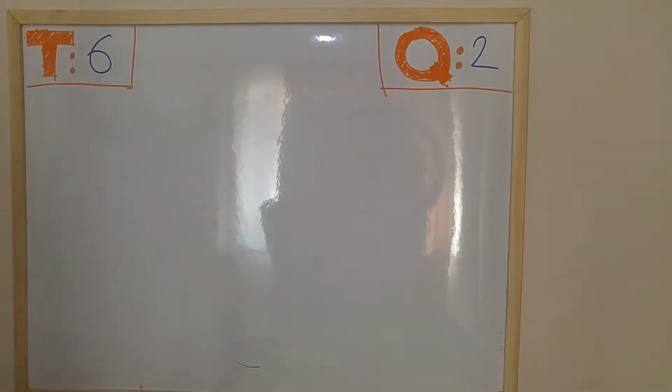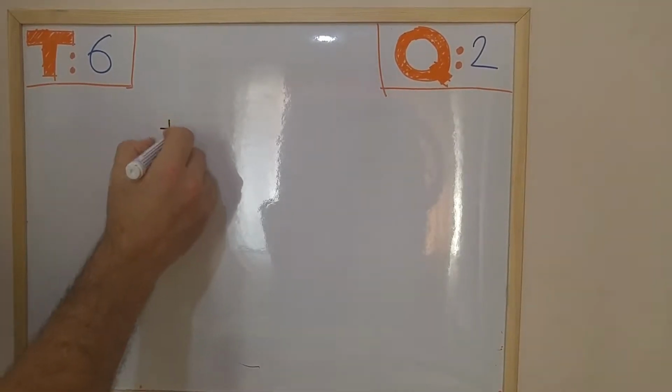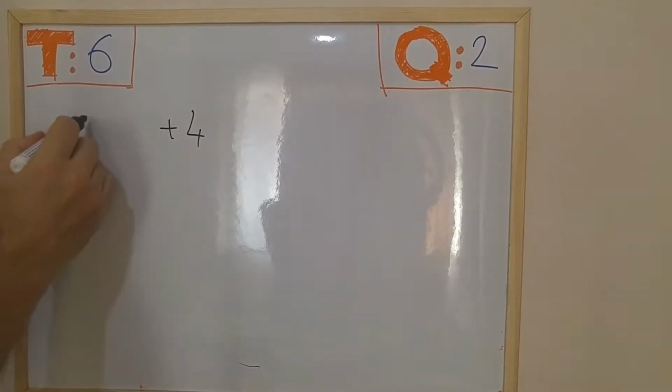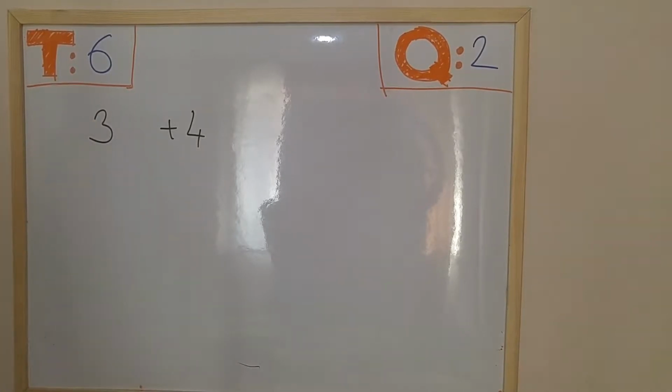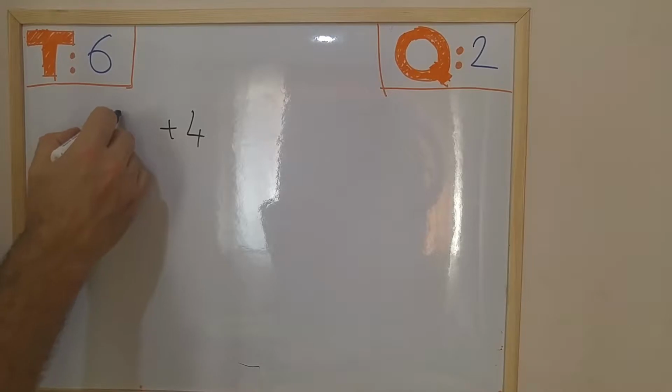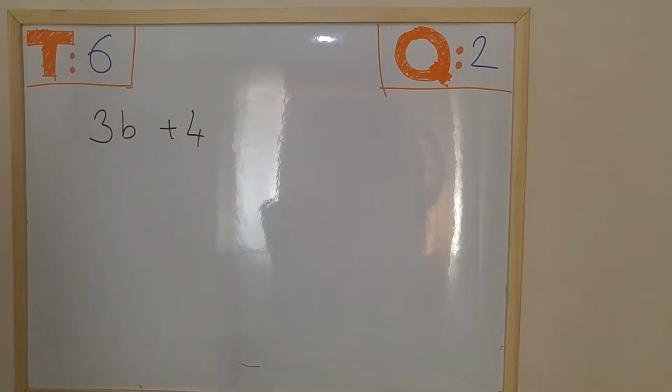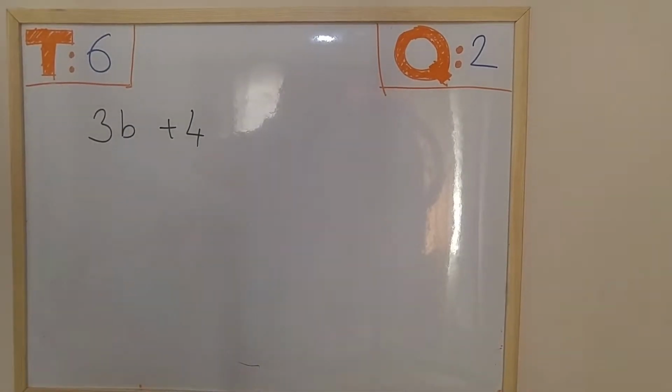Here we're asked about 3 times the number of books plus 4. So we say plus 4 and 3 times the number of books. And here B is chosen as the number of books. So I say 3 times the number of books as 3B plus 4. And this is the right answer. Or it could have been 4 plus 3B. Both are the same, equal.